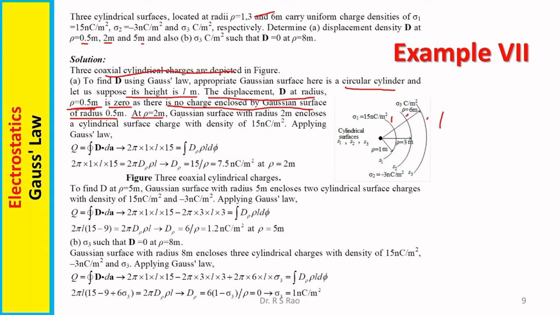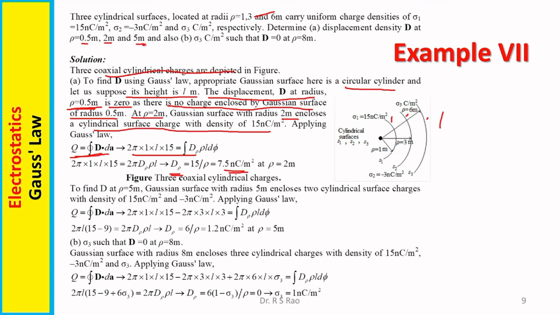When rho equal to 2 meter, the Gaussian surface with radius 2 meter encloses a cylindrical surface charge with density 15 nanocoulombs per meter square. Applying Gauss law, one can find D rho. Application, substitution, simplification results in D rho equal to 17.5 nanocoulombs per meter square. So that is for rho equal to 2 meter.